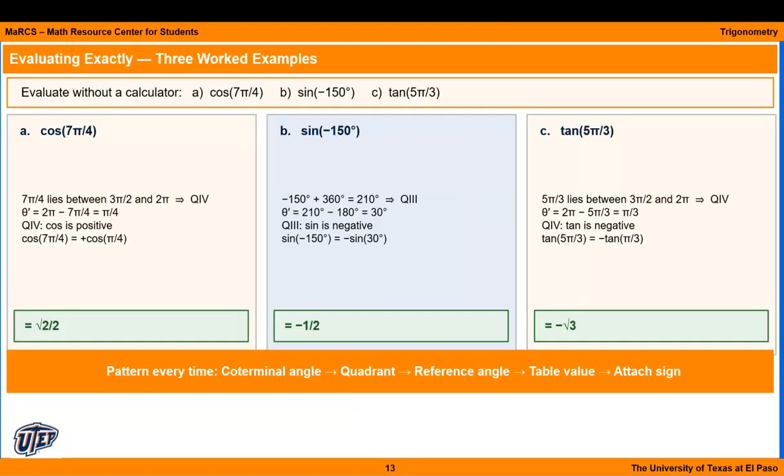Let's evaluate a few examples. Cosine of 7 pi over 4 is equal to square root of 2 over 2. Sine of negative 150 degrees is equal to negative 1/2. And tan of 5 pi over 3 is equal to negative square root of 3. The process is always the same. First, find a coterminal angle if needed, determine the quadrant, find the reference angle, and then apply the correct sign.